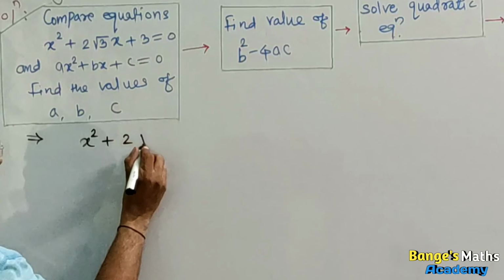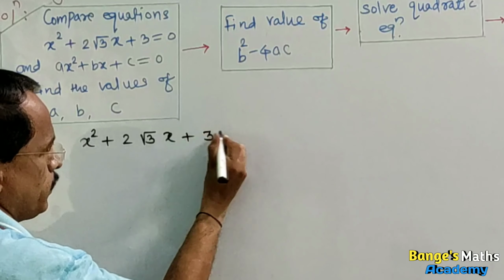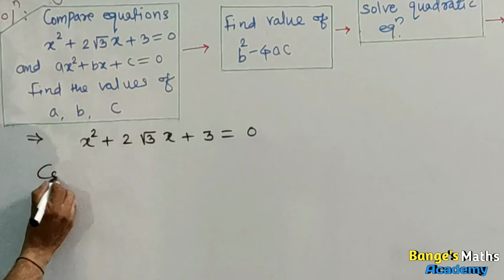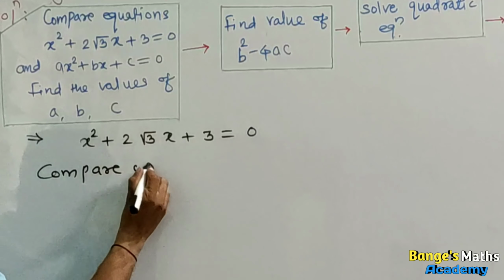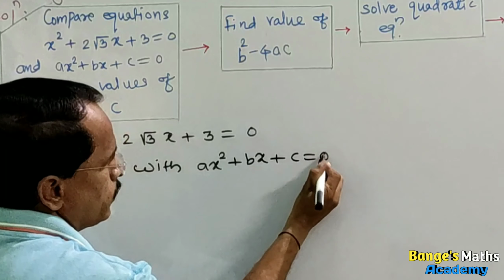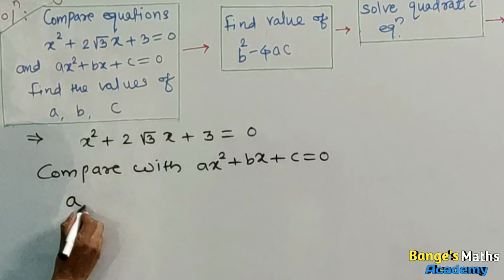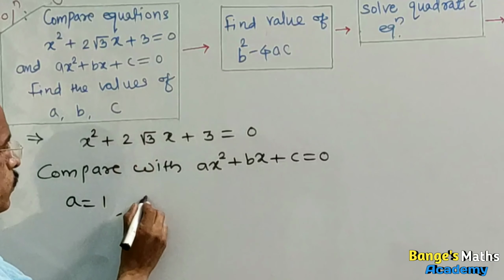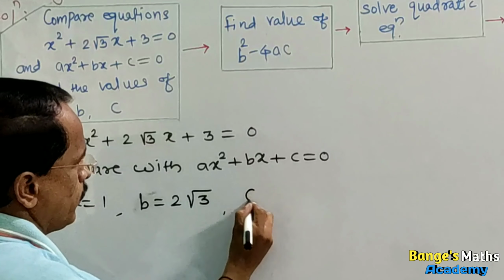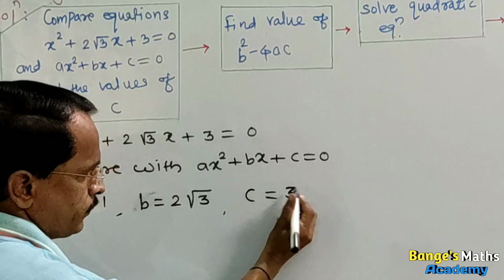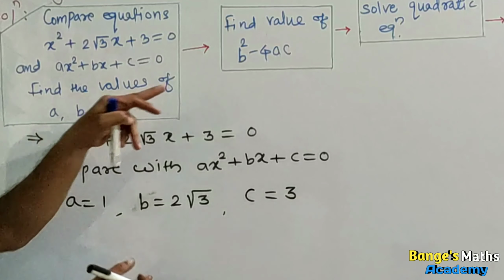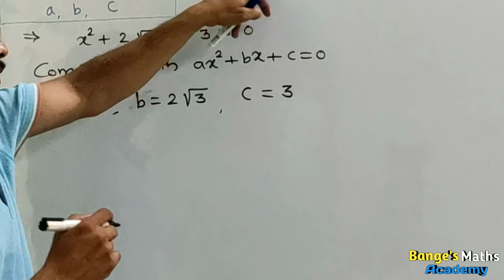x square plus 2 root 3x plus 3 is equal to 0. First of all, compare the given equation with the general form x square plus bx plus c is equal to 0. Value of a is 1. Value of b is 2 root 3. Value of c is 3. Step 1 is completed. Step 2, find the value of b square minus 4ac.